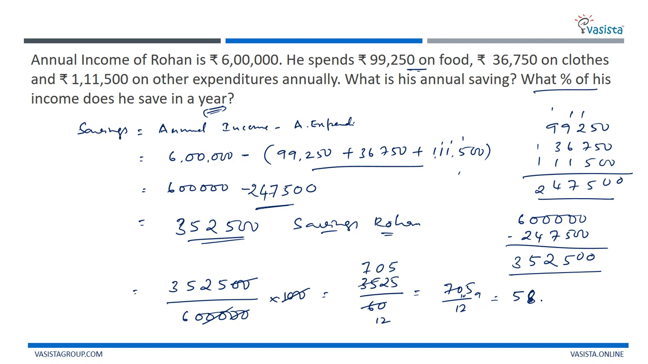Now 9, that is 58 point, 12 7s are 84, 6 5, that is the percentage of saving is 58.75%. This is the answer.